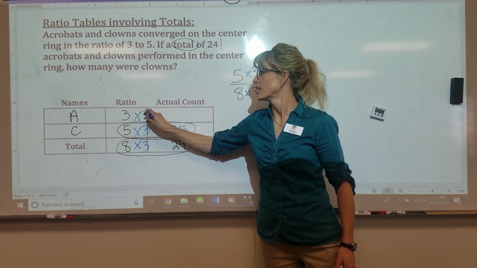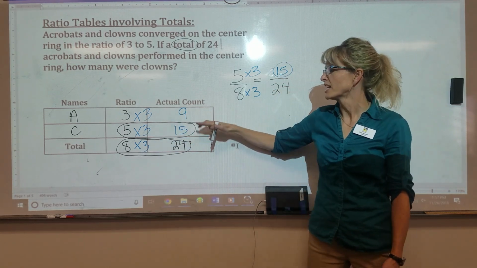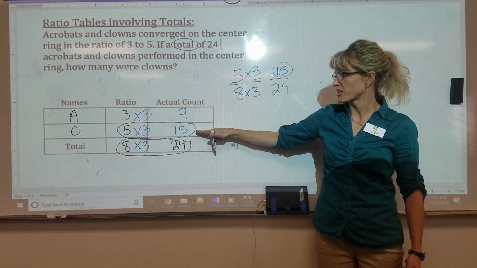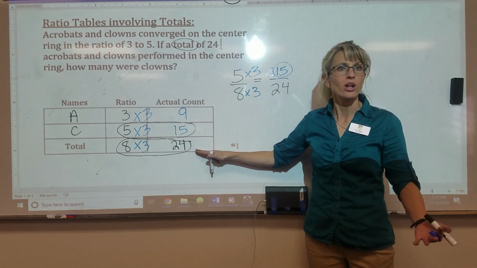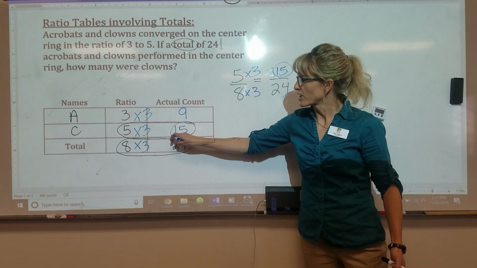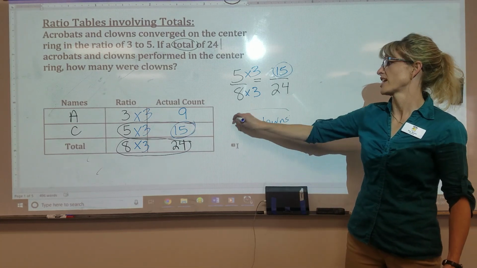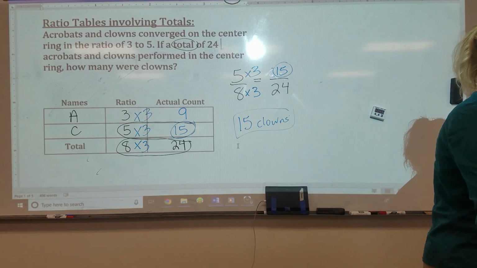Could I use that same multiplier in my table and say, oh, well then the acrobats must be 9. Check: is 9 acrobats plus 15 clowns equal to 24 total acrobats and clowns? Perfect. So now I know everything, but the only thing they want to know is 15, so we say 15 clowns. Box your answer, done. Let's do one more like that.